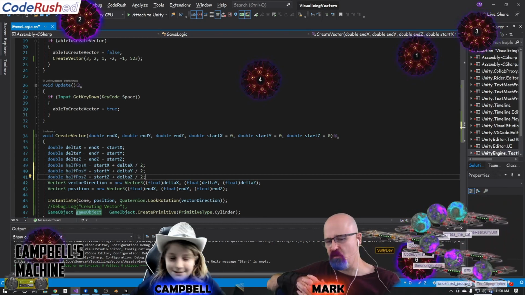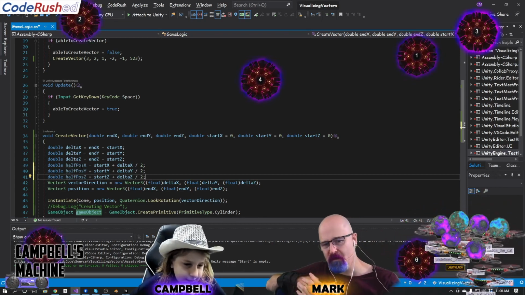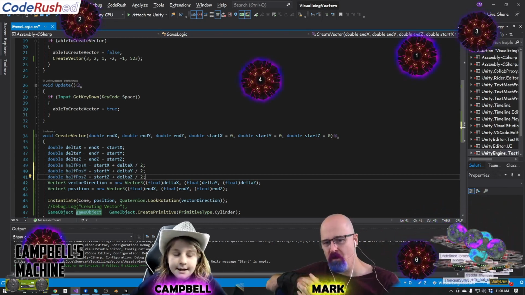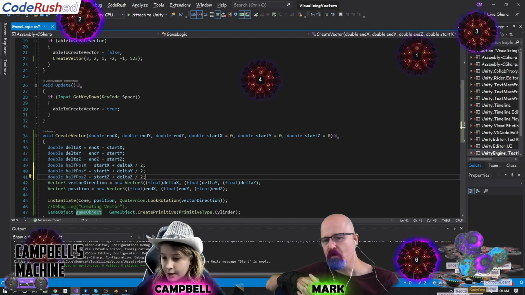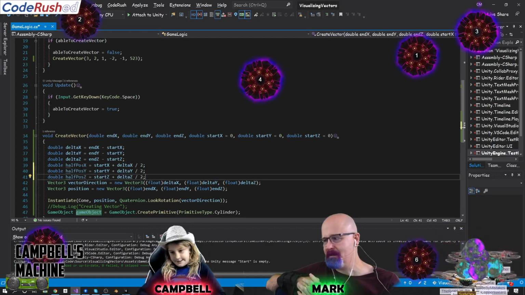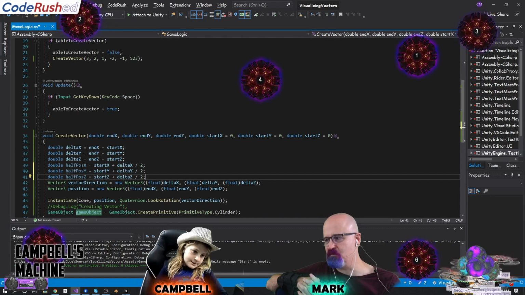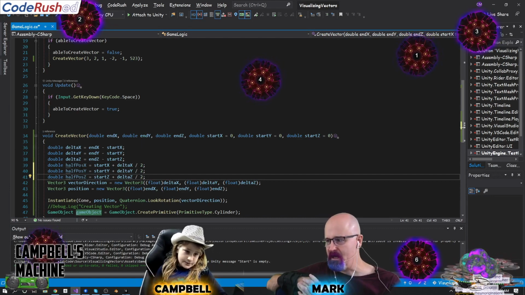What is that again? Do we remember what we started with? What are we going to use this for? Yes, that is the position of the cylinder. Good. And then we need to find out the rotation of the cylinder and the scale. Yeah, let's get the cylinder in that position.